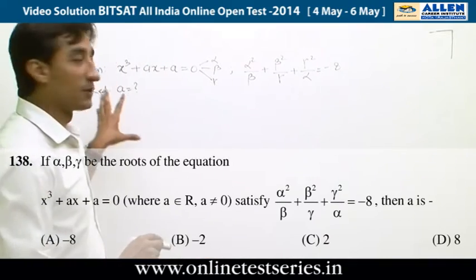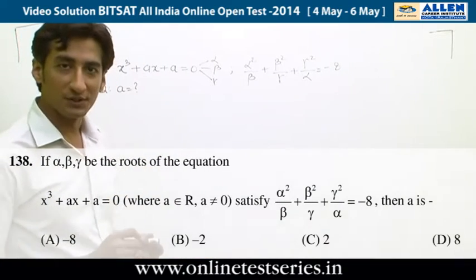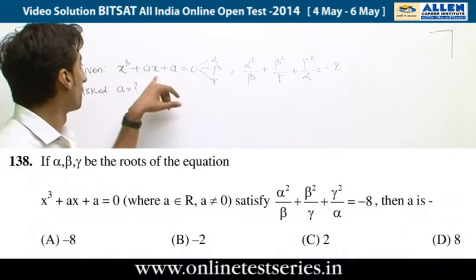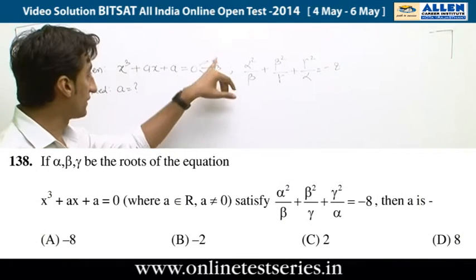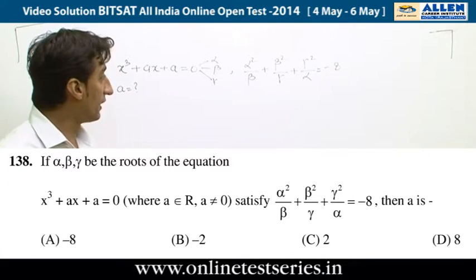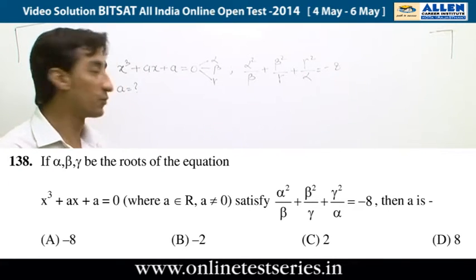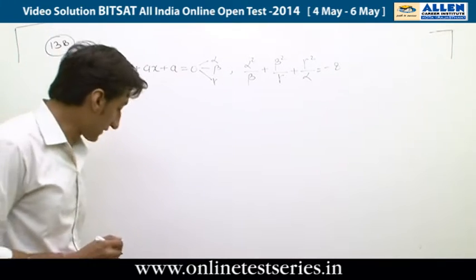Alright. So question number 138 is a question of theory of equation. The question given is x cube plus ax plus a equal to 0 has roots alpha, beta, gamma. Also, this expression is given and we need to find out the value of a. So how to do this?